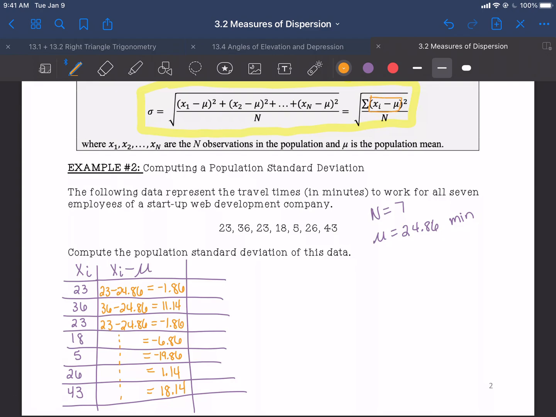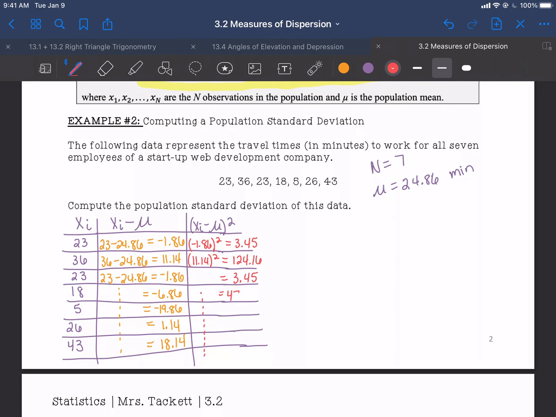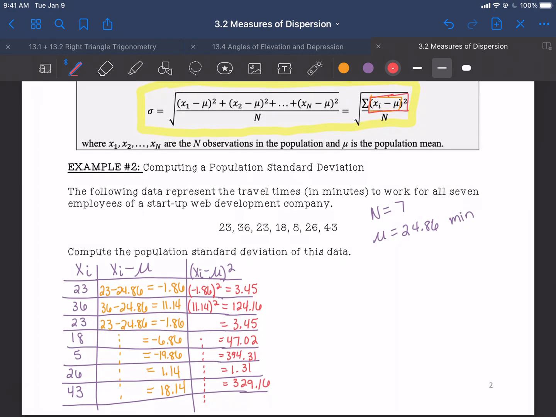Now the next thing we're going to do is square that. So we're going to take those values we just got and square them. Negative 1.86 squared is 3.45. Then 11.14 squared is 124.16. We've already done this one, which is 3.45, but we are going to continue this. We're taking each of those and squaring them. All of our values will be positive. So we got 47.02, 394.31, 1.31, and 329.16. So now we have done this part of the formula.